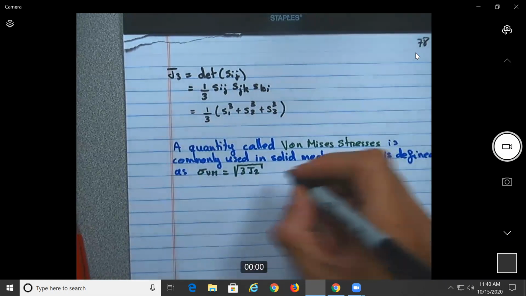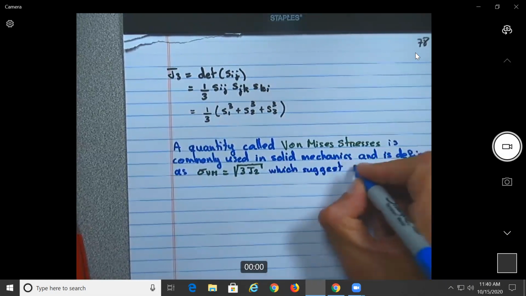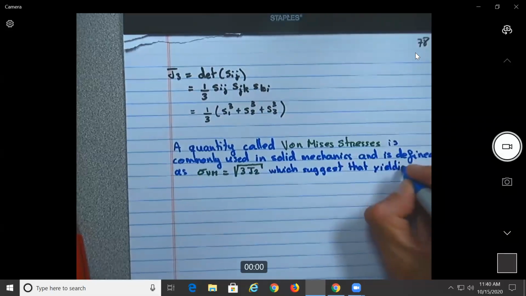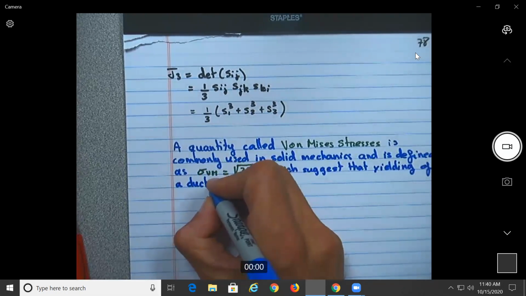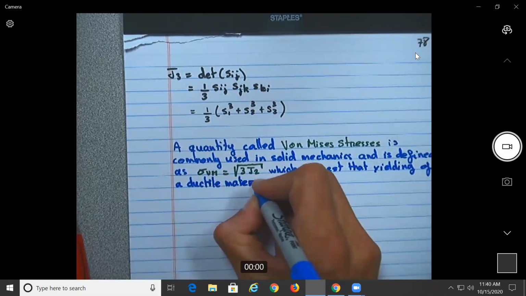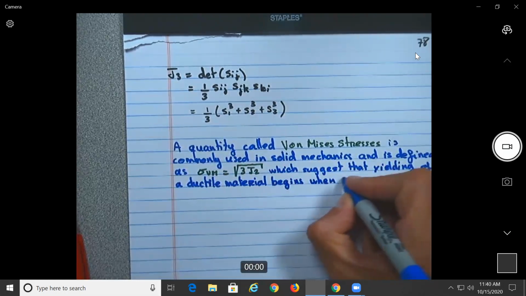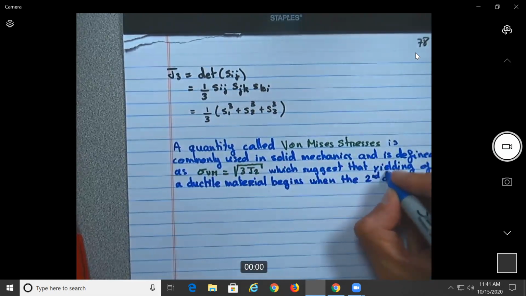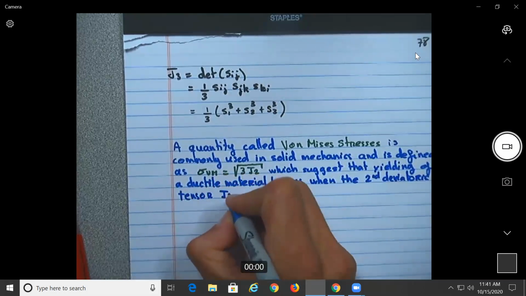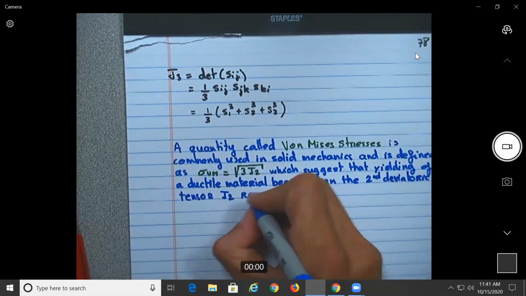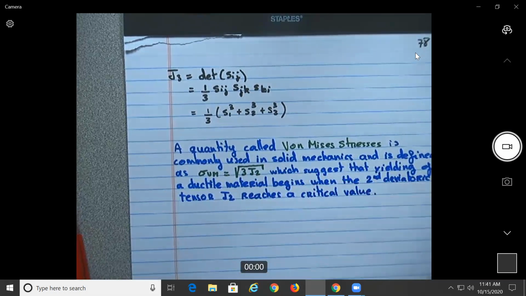This is too complicated now, but I'm going to put it, which suggests that yielding of a ductile material begins when the second deviatoric tensor invariant J2 reaches a critical value.